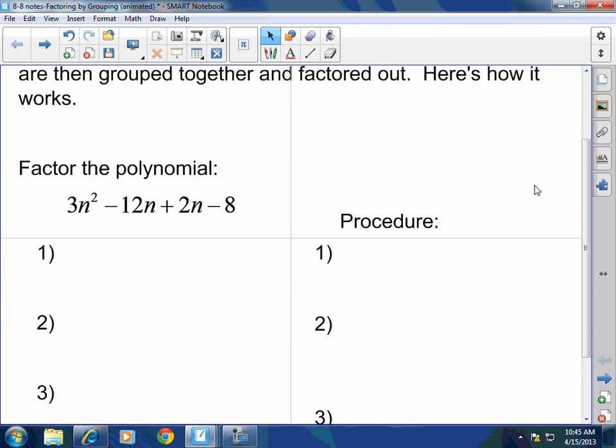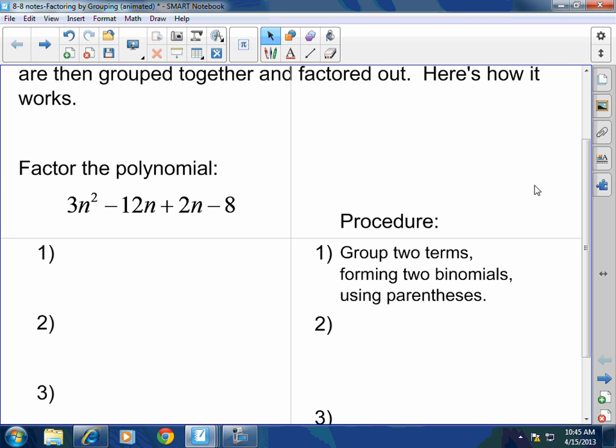Factor the polynomial. We have 4 terms, so right off the bat, it's not a trinomial. We can't use the cubic method. We can't use the column method. It's not a perfect square. It's not a difference of squares. With 4 terms, you have one choice: grouping.